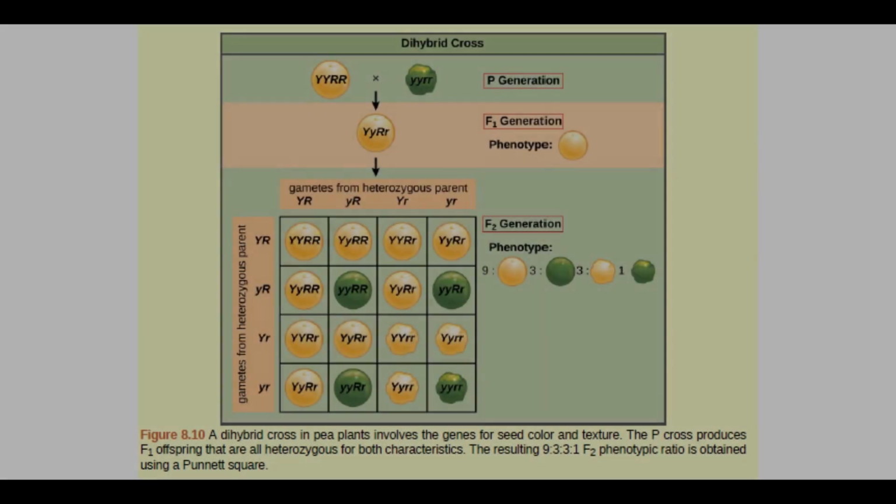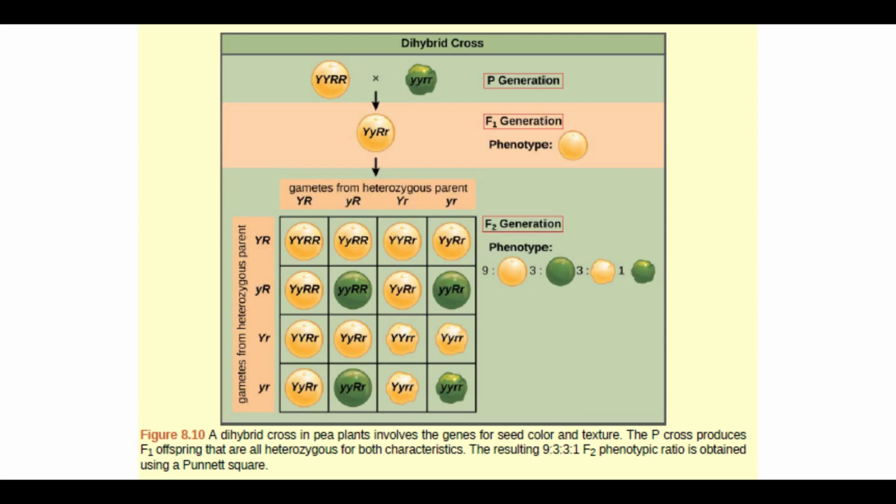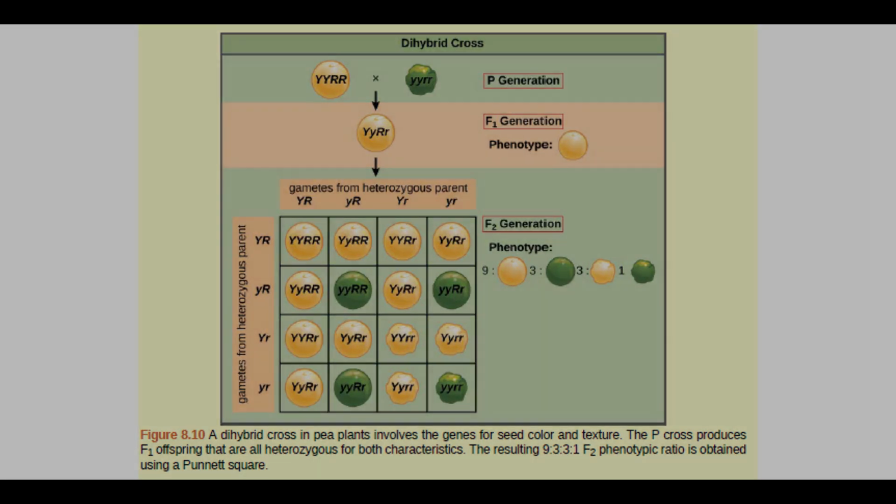Figure 8.10. A dihybrid cross in pea plants involves the genes for seed color and texture. The pea cross produces F1 offspring that are all heterozygous for both characteristics. The resulting 9:3:3:1 F2 phenotypic ratio is obtained using a Punnett square.